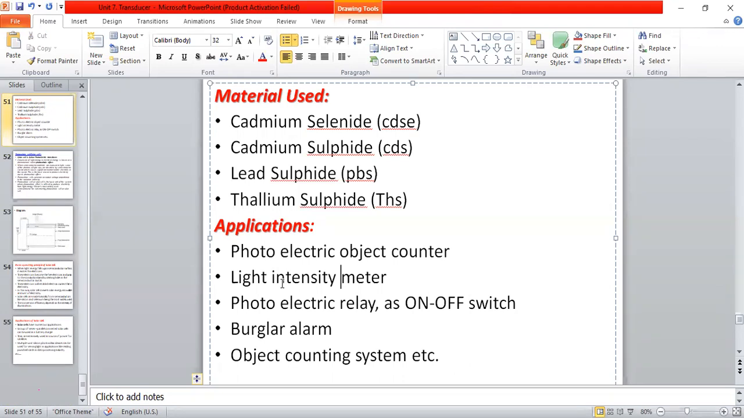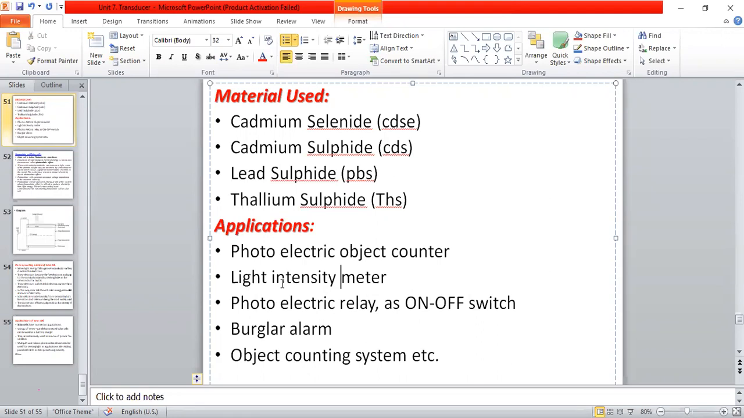So the photoelectric relay we are going to call an on-off switch. If the light is continuously on, the resistance will be low and the current will increase. If the light is zero, then the resistance will increase. Based on that, we can make it an on-off switch also.